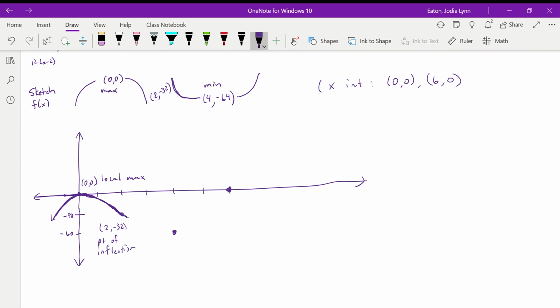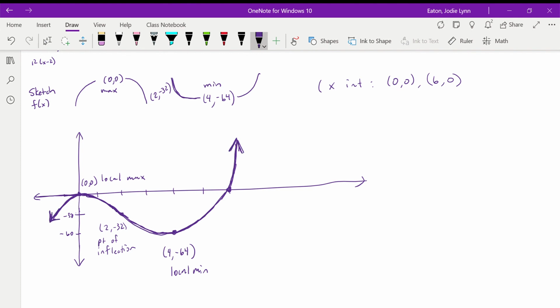So now from 2, -32, I'm going to be concave up until I hit 4, -64. So this is 4, -64, and that is a local minimum. And then I'm going to turn back around and continue to be concave up for the remainder of my graph. The concavity isn't going to switch back. It's not going to turn around again and start becoming concave down. Okay, so concavity is the same.